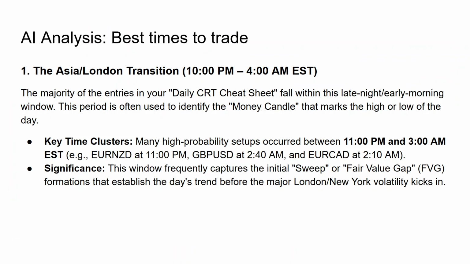Best times to trade were the Asia London transition. I'm not going to read all this, but if you want to peruse that, you can. In terms of times to trade this method, between 10 p.m. and 4 a.m., a lot of high probability setups occur between 11 and 3 a.m. for Euro New Zealand, pound dollar, and Euro CAD. I forgot that some of the times I miss. I hate that. But it says here that window frequently captured the initial sweep.